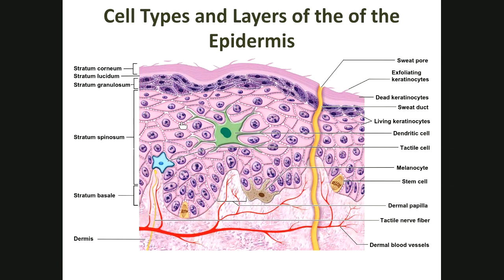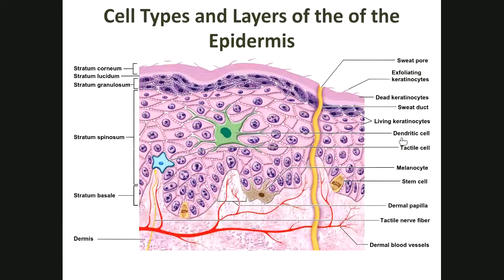In the stratum spinosum, you can see a large green cell here. This large cell is called dendritic cell. The other name of dendritic cell is Langerhans cell. And this is the fourth cell which we have in our skin.